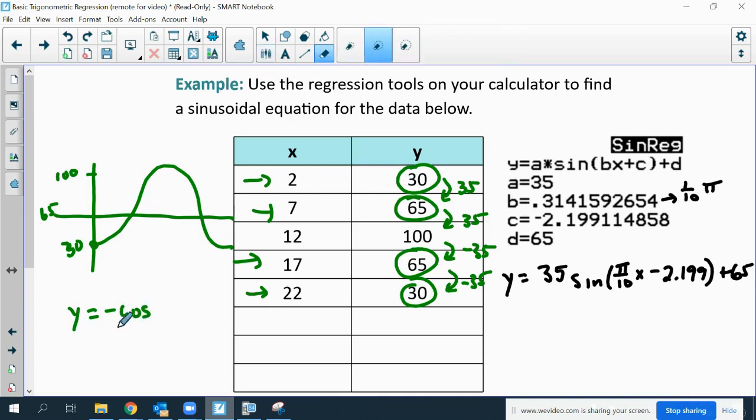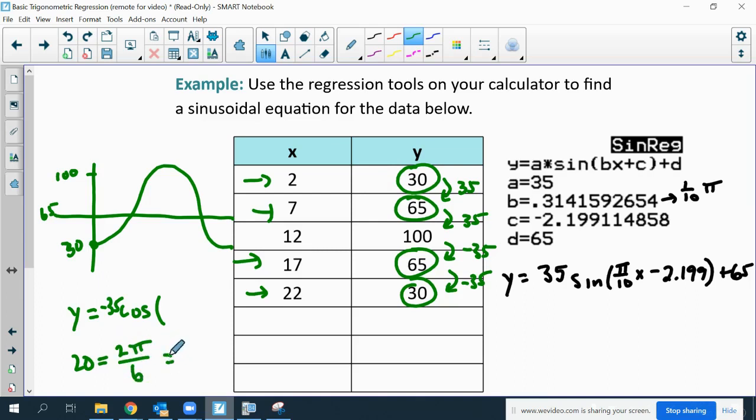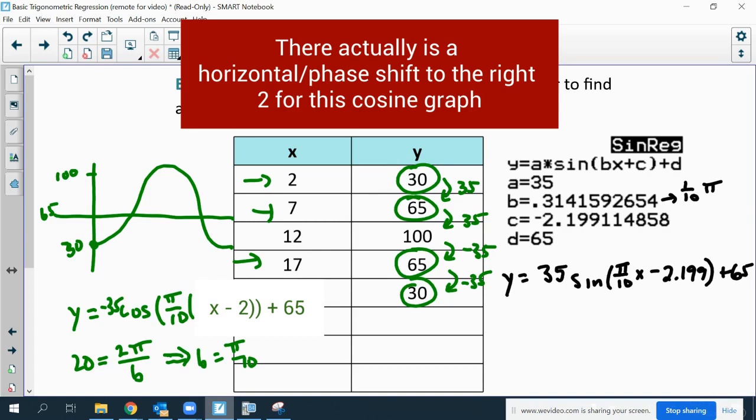Negative cosine, now I would need negative 35 cosine, and then what's the period? The period appears to be 20. So if the period is 20, that's equal to 2 pi over b. So b must equal pi over 10. And then I have no horizontal shift for this. And then I have plus 65, that'd be my vertical shift. So it would be just pi over 10 times x for my cosine.